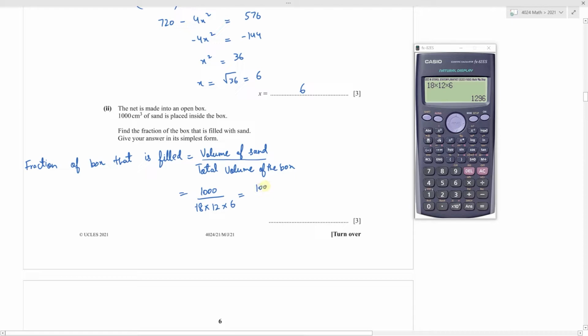1296. So your fraction is 1000 divided by 1296. So we can write it in its simplest form. Let's calculate that. So 125 over 162. 25 over 162. This is the fraction of the box that is filled with sand, and our answer is in its simplest form as required.